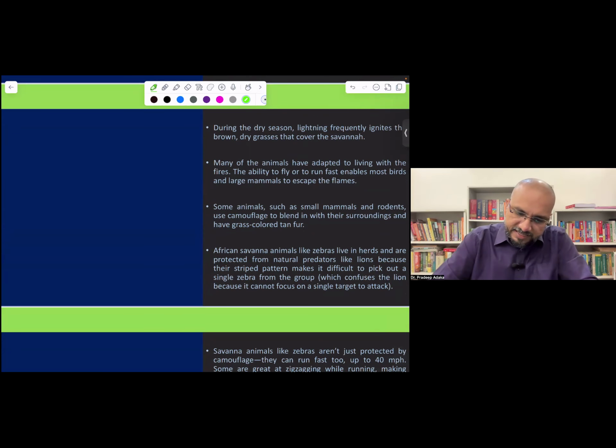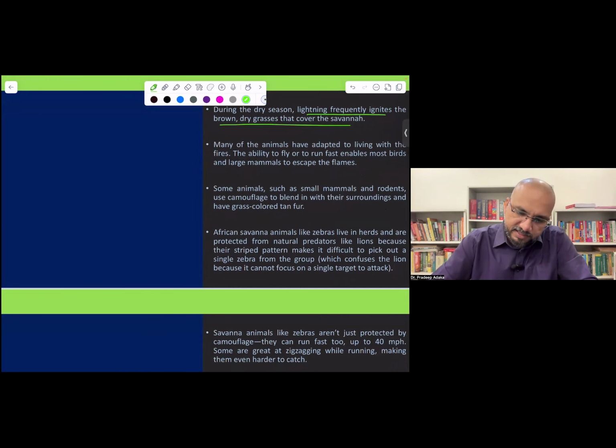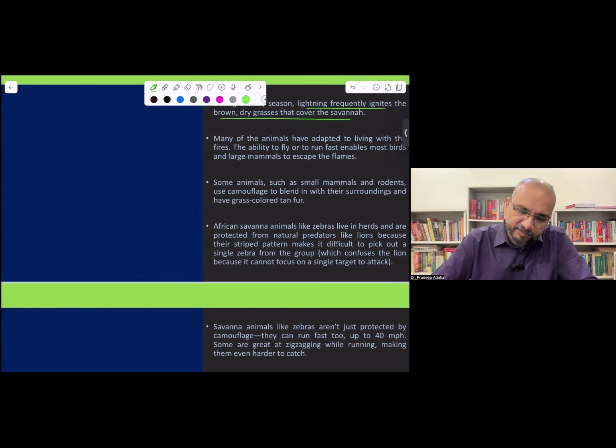During the dry season, lightning frequently ignites the brown dry grass that covers the savanna. So fire is also common. When there is no moisture, green grass turns brown and easily catches fire. Lightning generally is the cause. So many of the animals have adapted to living with the fire.